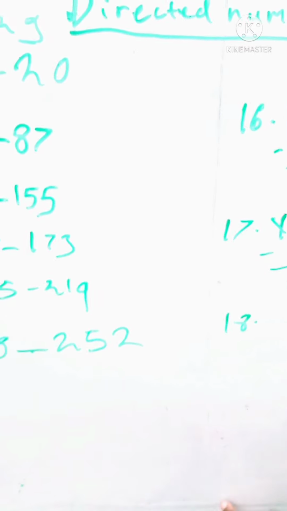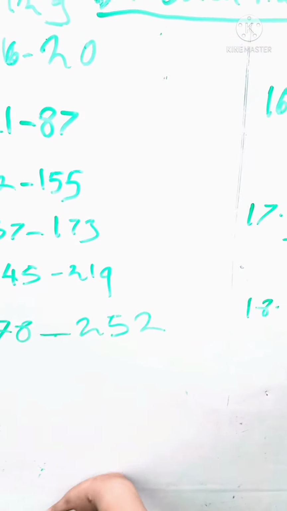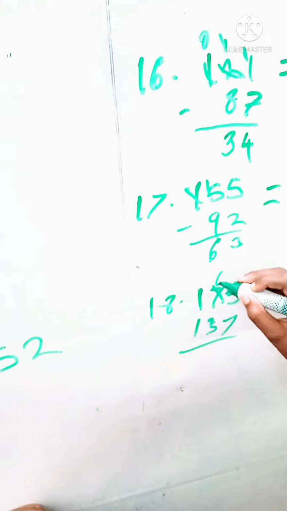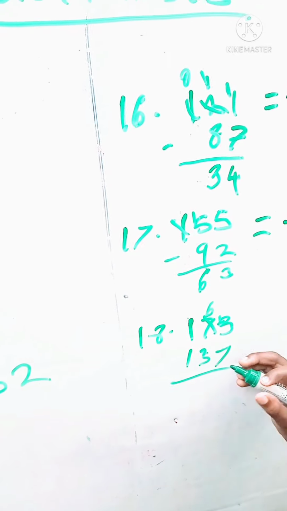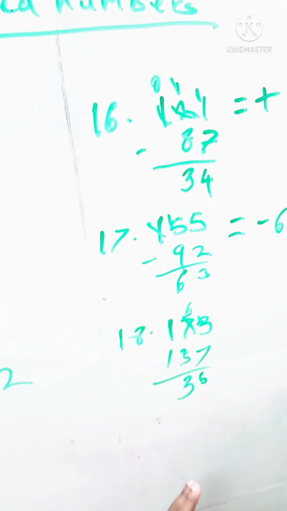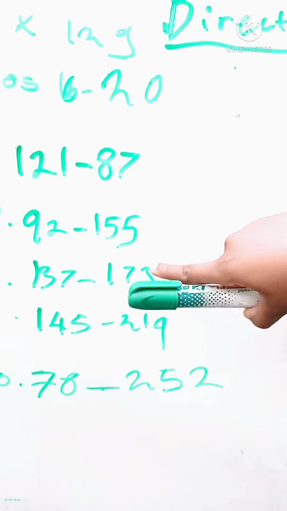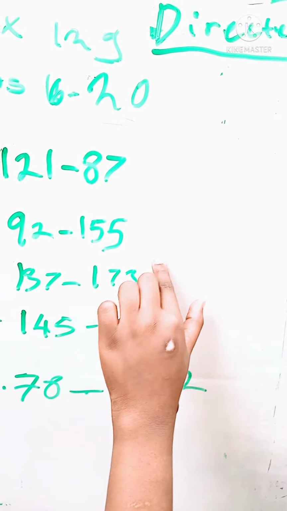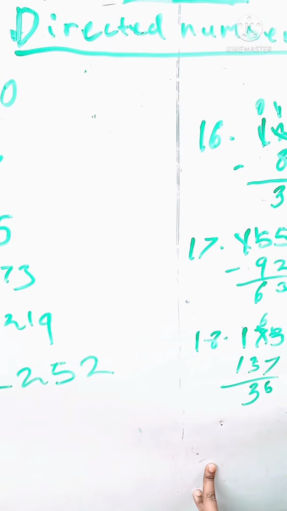Number 18, 137 minus 173. As usual, we have to find the difference. And the difference here, we carry 1 here, 13, 12, 11, 10, 9, 8, 7, 6. We have 6. 6 minus 3 is 3. So 1 minus 1 is 0, so you don't really have to do that one. And then number 18 equals to... Now that we have the 137, this is a positive number, but because it isn't the bigger number, it will carry a negative sign, which will be minus 36.